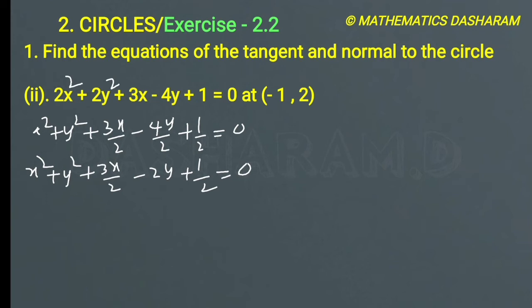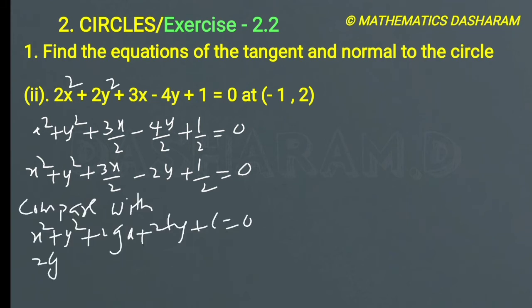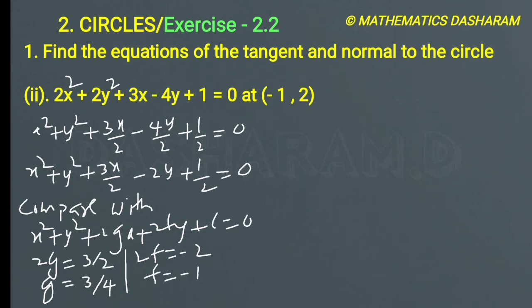Now compare with the general form. So here 2g equals 3 by 2, then g equals 3 by 4. Next 2f equals minus 2, then f equals minus 2 by 2 is minus 1. Next the constant term is 1 by 2. The given point is minus 1 comma 2. So let the given point P(x1, y1) equal minus 1 comma 2.